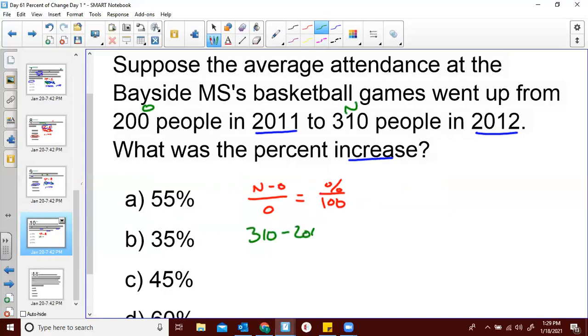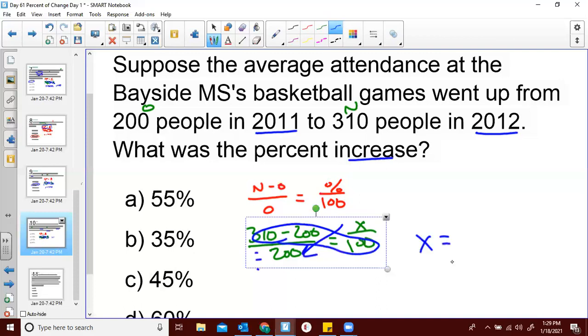All right, and you're just going to plug in what you know. Oops, I'm going to put an x for that. And cross multiply, divide by x's partner, and you'll see that we get a 55% increase.